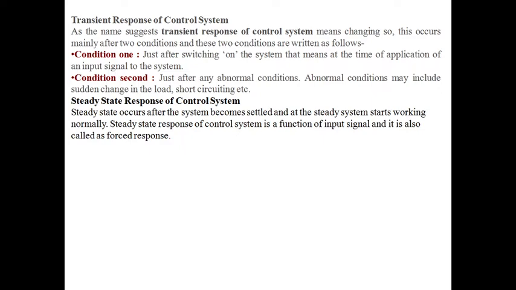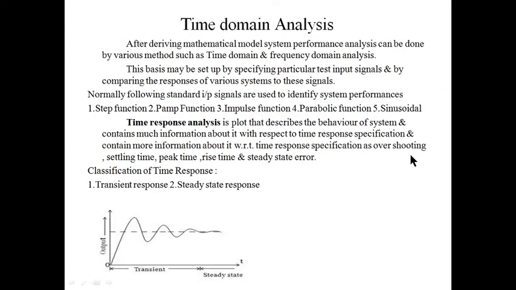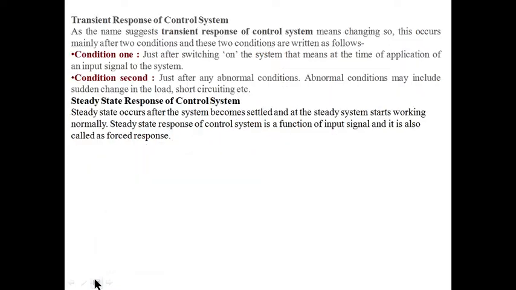And then the steady state response of a control system. Steady state occurs after the system becomes settled, and at the steady state the system starts working normally. The steady state response of a control system is a function of the input signal, and it is also called the forced response. So here you can see, when the system gets stable, we call it the steady state response, and when the response is fluctuating or changing continuously, we call it the transient response.